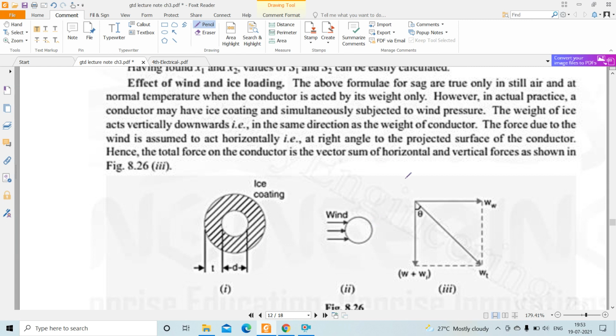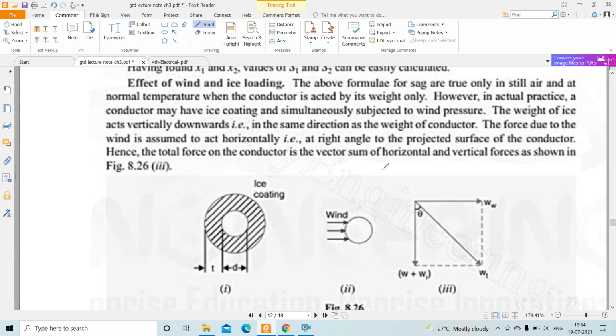In the above part we discussed the sag. We found the sag equation when the poles are at equal level and when the poles are at unequal level. But the formula for sag is truly found when the conductor is in still air and at normal temperature, acted on by its own weight only. That means whatever formula we found above, S is equal to W x square by 8T or Y is equal to W x square by 2T.